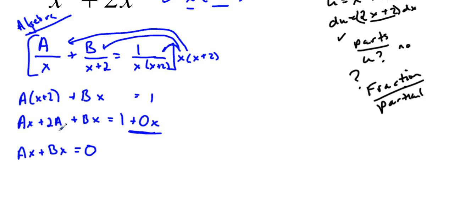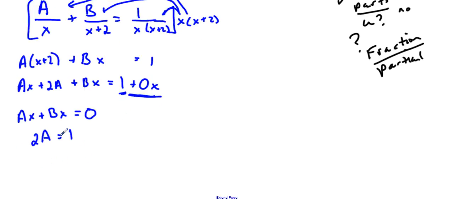The next thing we're going to do is, the next one over here, I have 2a. Well, 2a is the only constant in this equation, so that has to equal our only constant over here, which is 1. From here, we're going to solve.